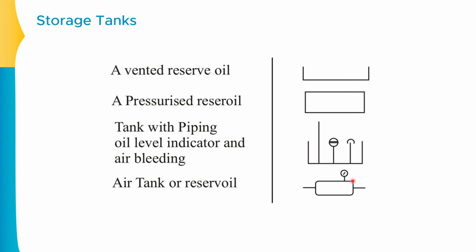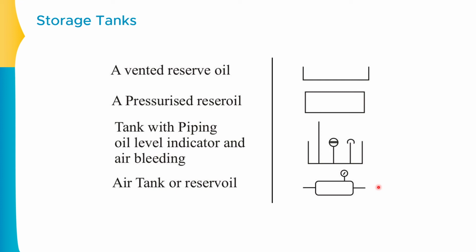So many times this kind of symbol is available. This is the continuous line. With that continuous line there is a rectangular section with smooth edges, and there is a symbol of the pressure indicator. Now this specific symbol is the symbol of the air tank. If there is a compressor available, after that there will be an air tank which will keep the compressed air inside. Or this symbol can also be used as a reservoir for the oil, which will be the pressurized oil reservoir over here.